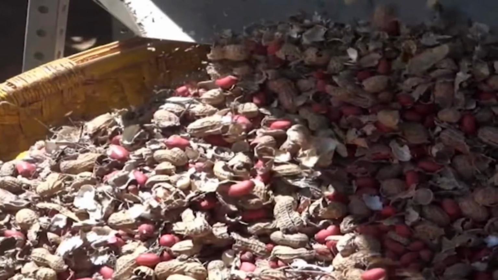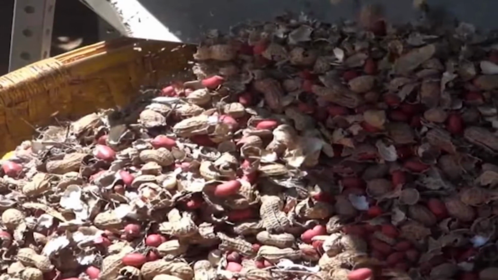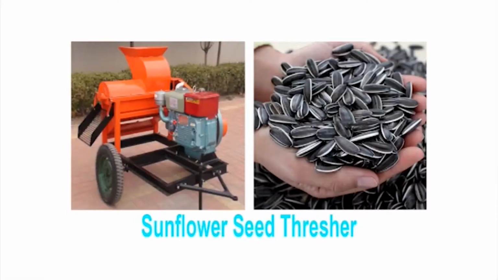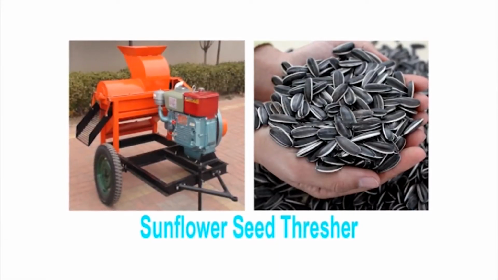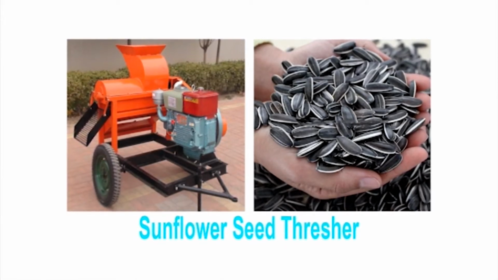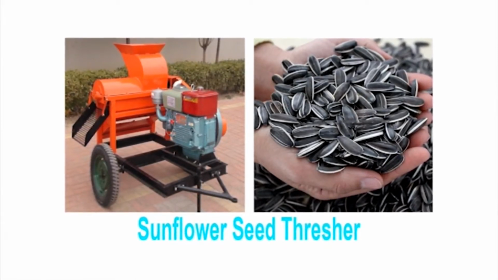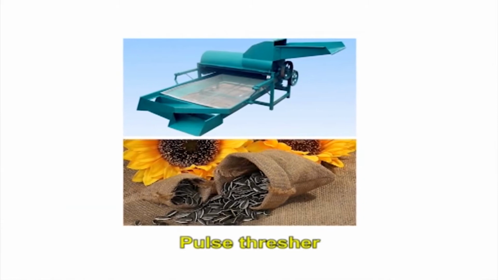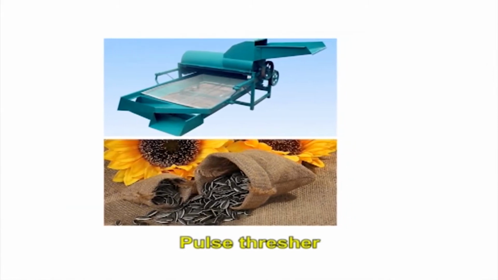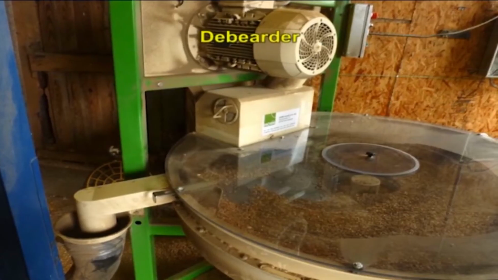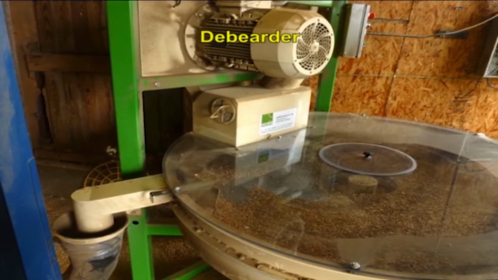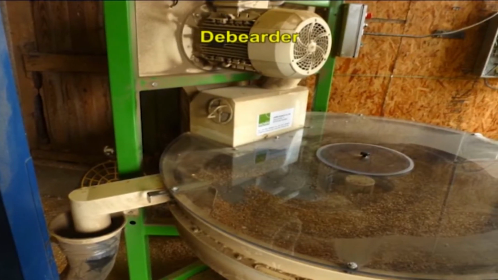A castor sheller breaks the capsule and dislodges the seeds. Similarly, sunflower thresher removes the sunflower seeds from dried sunflower heads. A pulse thresher breaks the pods and separates the seed. A debearder is a machine that removes awns from seeds, especially oats and barley.